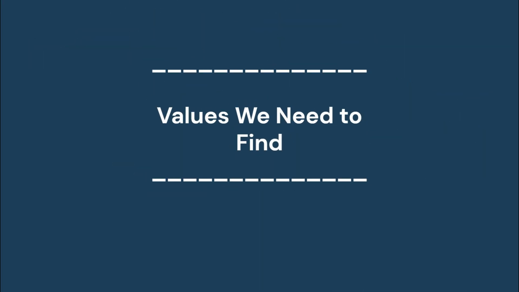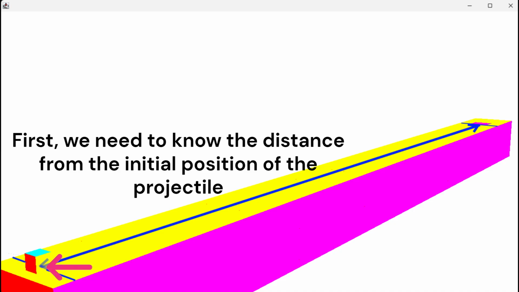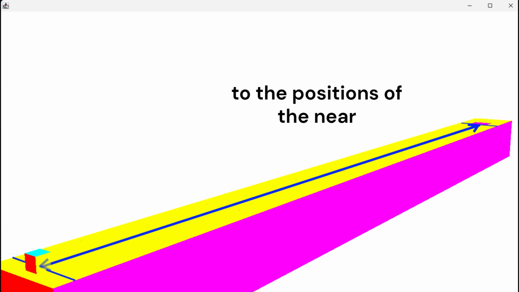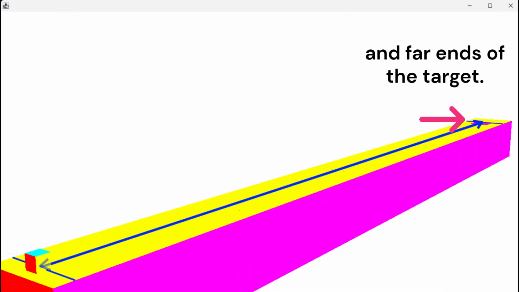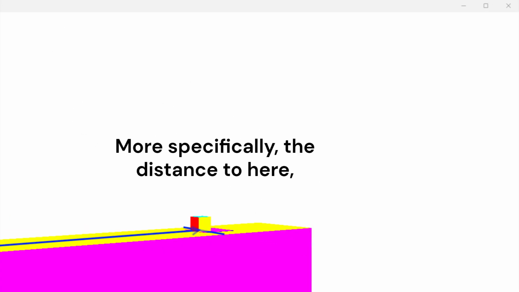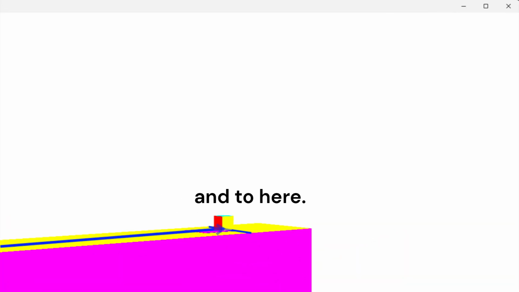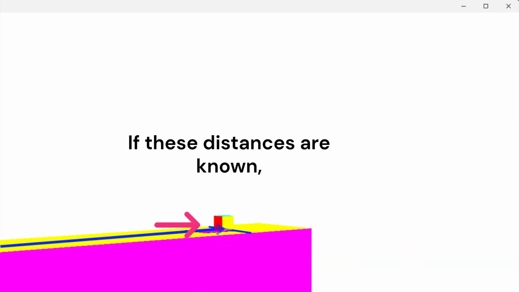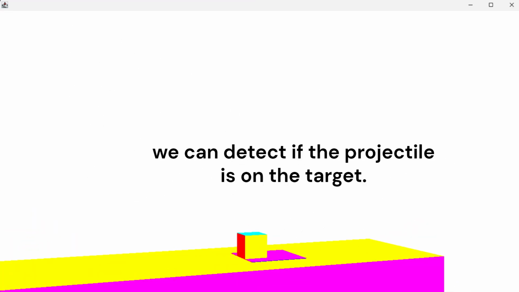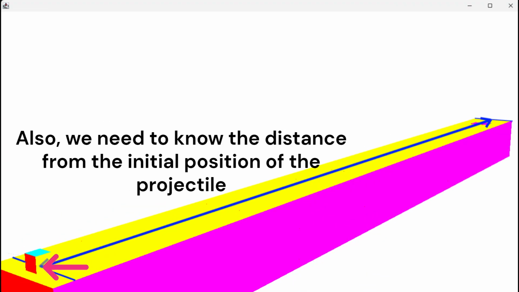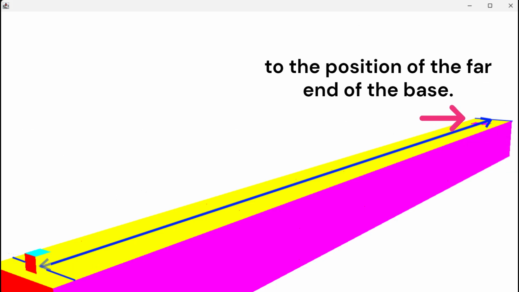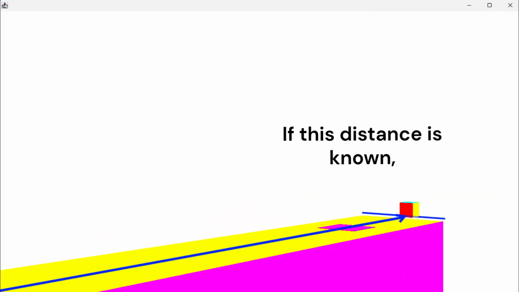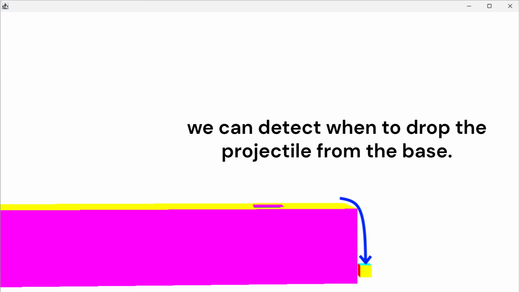Values we need to find. First, we need to know the distance from the initial position of the projectile to the positions of the near and far ends of the target, more specifically the distance to here and to here. If these distances are known, we can detect if the projectile is on the target. Also, we need to know the distance from the initial position of the projectile to the position of the far end of the base. If this distance is known, we can detect when to drop the projectile from the base.